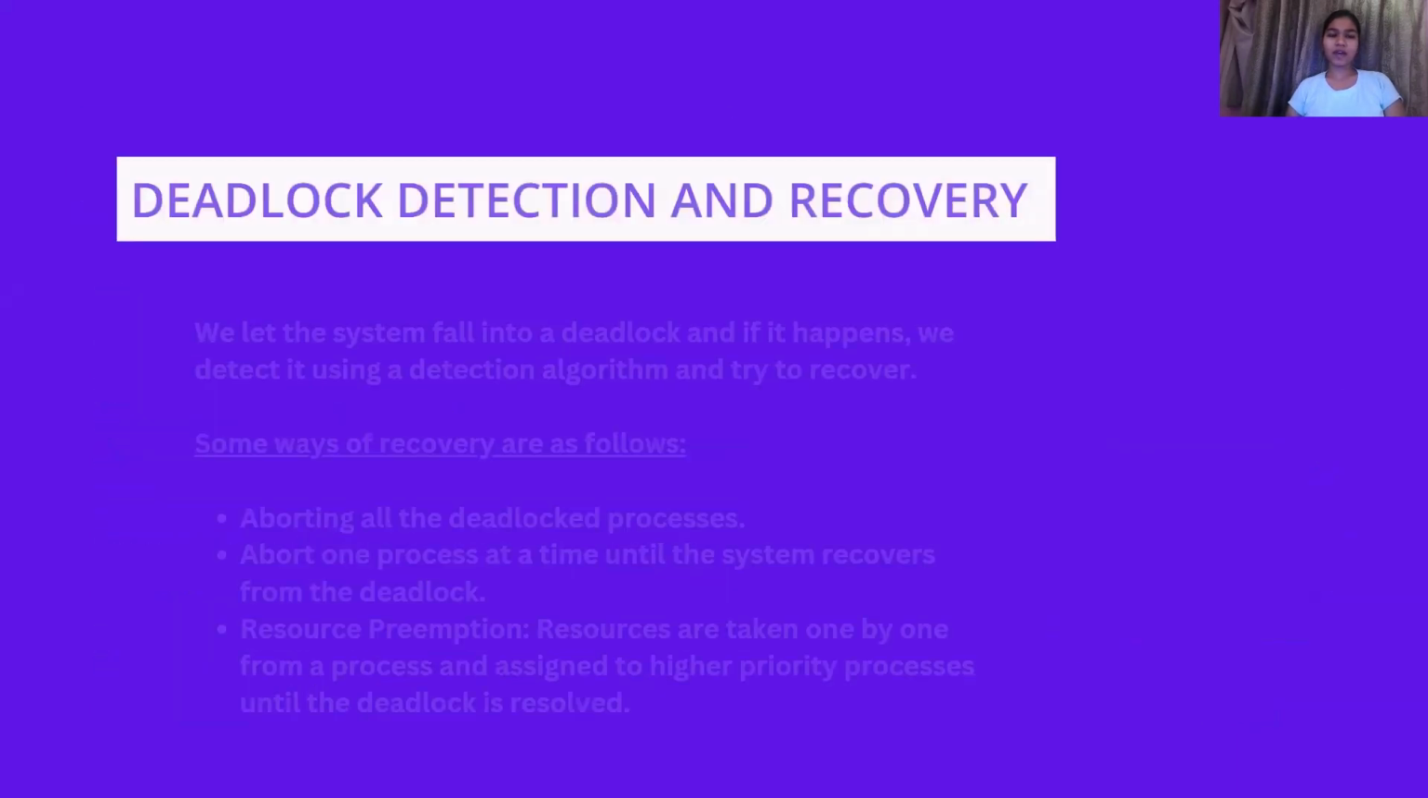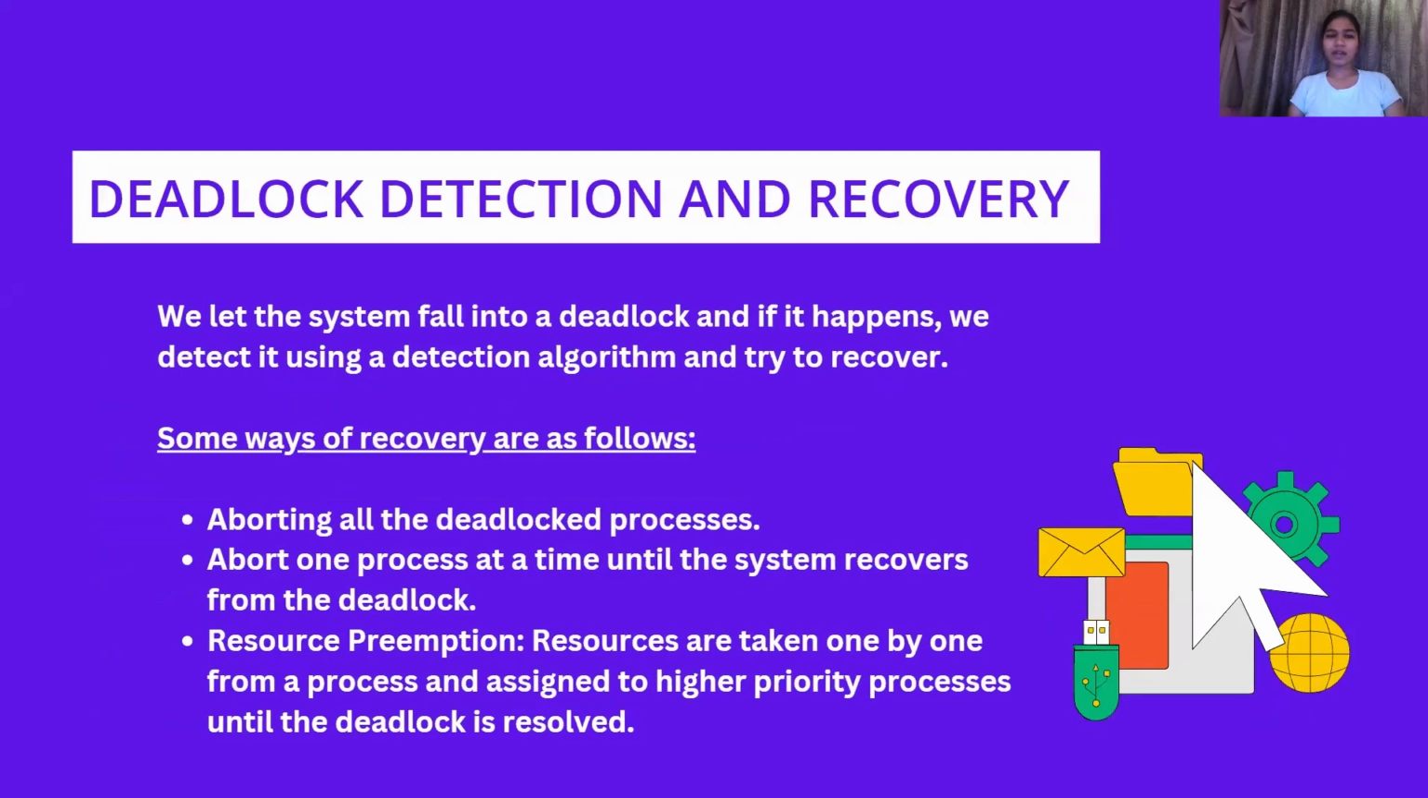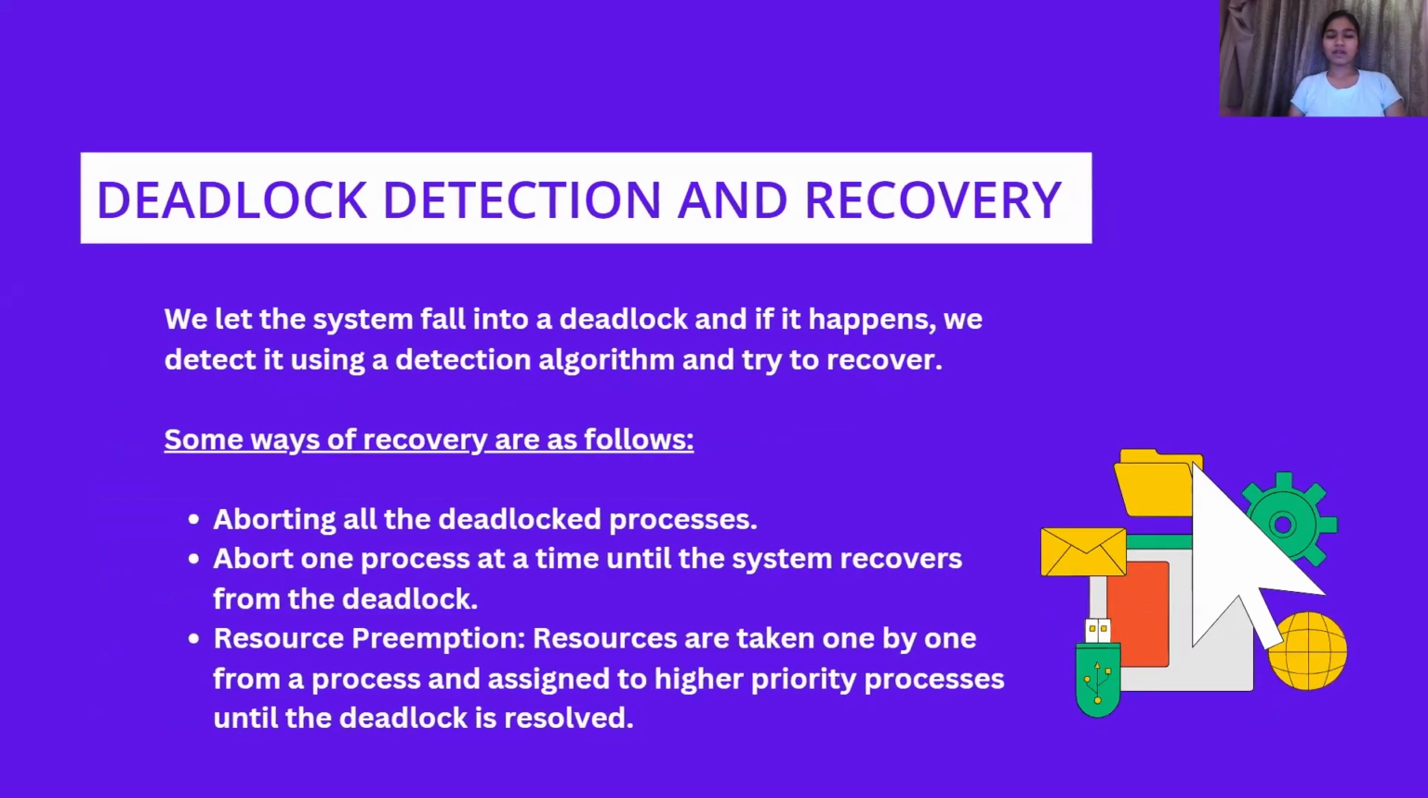And the last deadlock handling method is deadlock detection and recovery. We let the system fall into a deadlock, and if it happens, we detect it using a detection algorithm and try to recover. Some ways of recovery are as follows: aborting all the deadlocked processes, or aborting one process at a time until the system recovers from the deadlock. And the last, resource preemption. Resources are taken one by one from a process and assigned to higher priority processes until the deadlock is resolved.